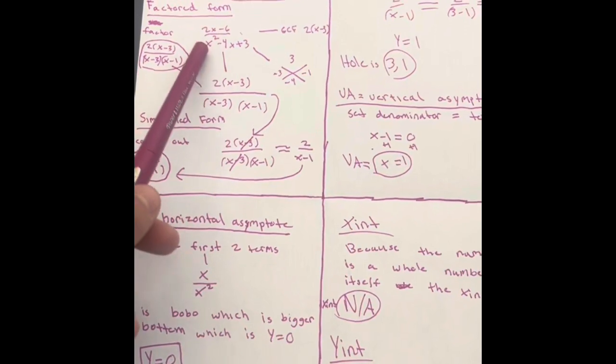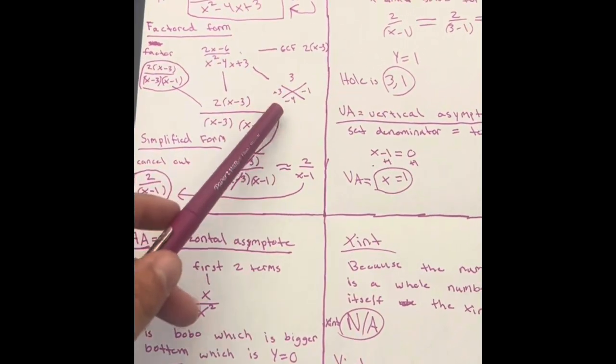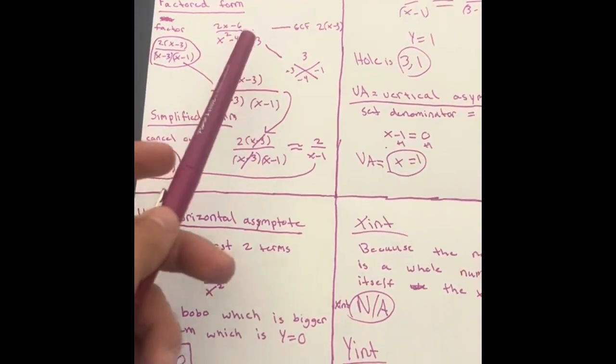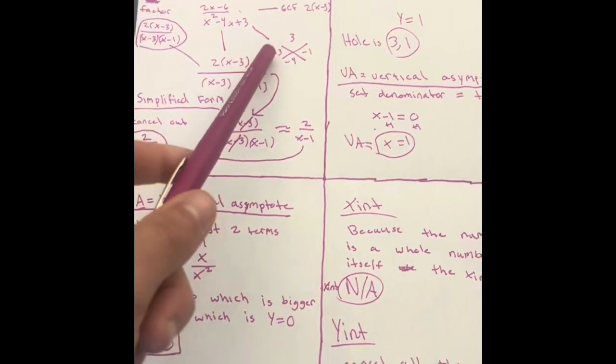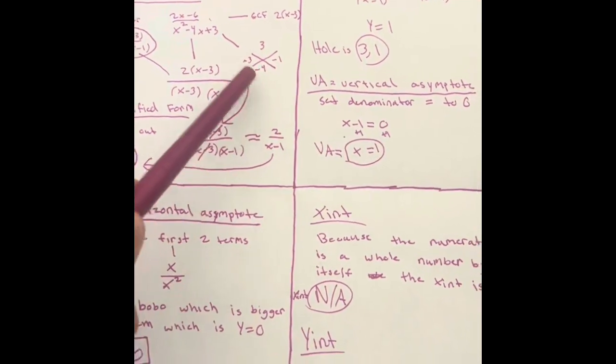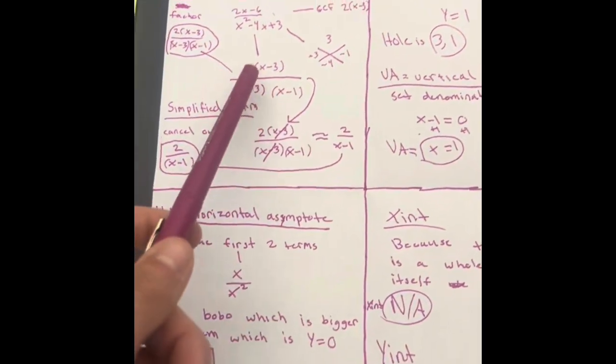Then to factor the bottom, you would do the x method, where you put 3 at the top, negative 4 at the bottom, and then negative 3 times negative 1 is positive 3, and negative 3 plus negative 1 equals negative 4. Then it would look like this.